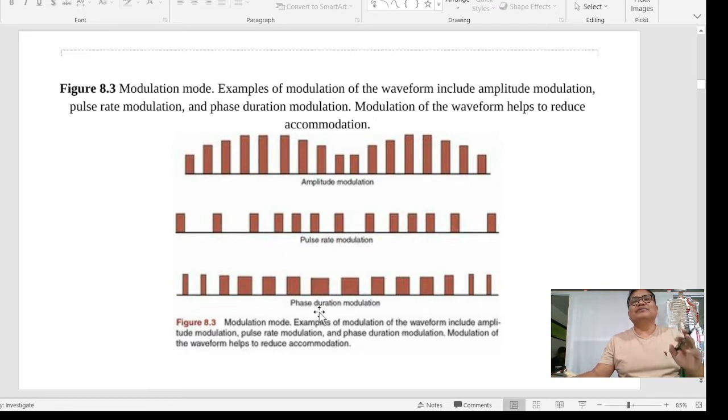Here we have phase duration modulation. So ganito, it refers now to the sizes of the phases, sa duration. Na gamay, gamay, then nagdako, then nagdako, nagdako, nagdako. So this is our example of the types of modulation mode of the sensory TENS.